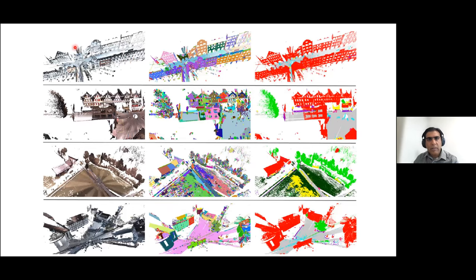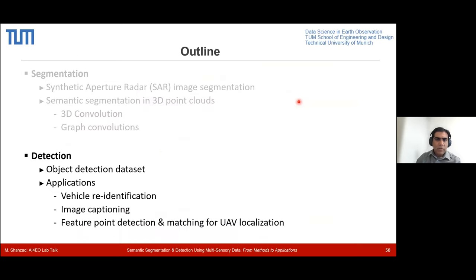So here, for example, this is the original point cloud. These are the geometric groupings of the point cloud, and these are the segmentation results, where the network learns to merge all the points that share the same feature values. So this was it for the segmentation.